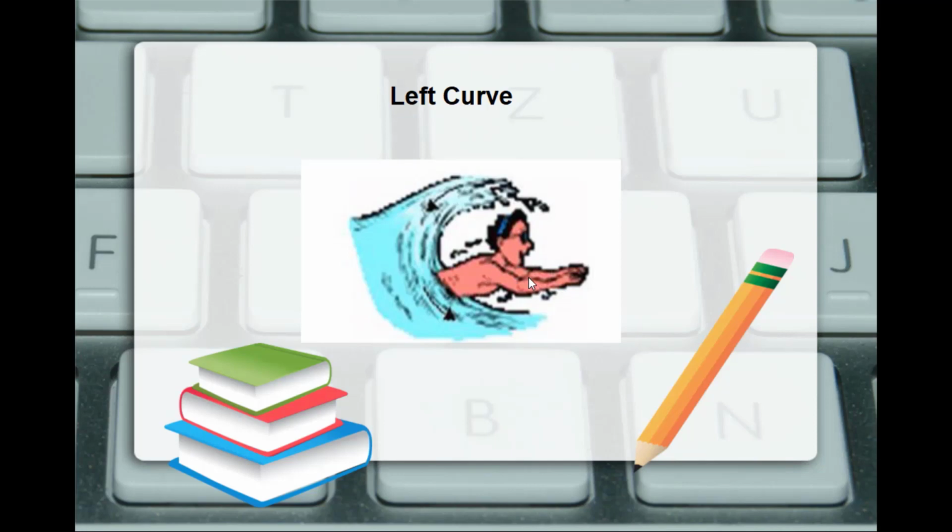Can you see a man here? And there is a big tide, right? What is the shape of the tide? It's nothing but a left curve. Now we are going to learn how to write the left curve.